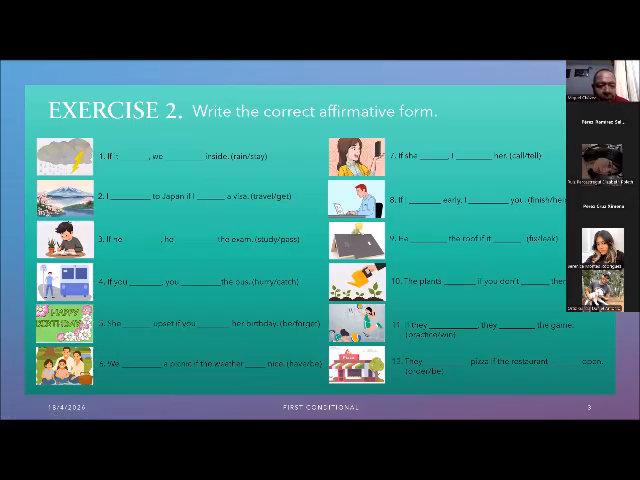Write the correct affirmative form. In parentheses, we have the verbs that we have to use in that order. You don't have to change the order of the verbs. A volunteer for the first one. Remember, we have simple present and future will. After the word if, we use the simple present. And then as complement, we use a future will. A volunteer, please, for the first one.